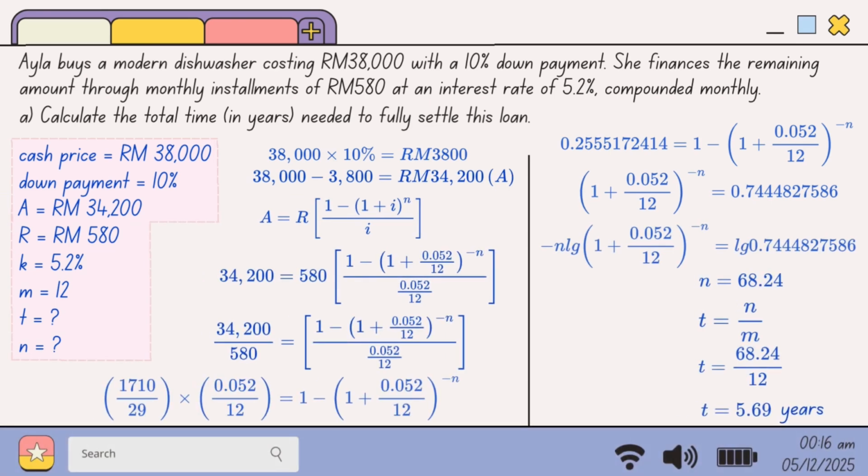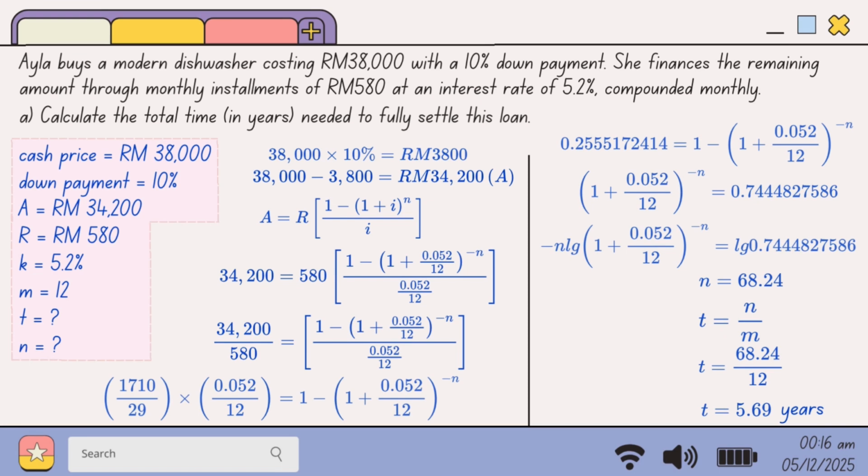Now, let's move to question 5, which is the last question. Let's read the statement and the question given first. Aida buys a modern dishwasher costing her 38,000 ringgit with a 10% down payment. She finances the remaining amount through monthly installments of 180 ringgit at an interest rate of 5.2% compounded monthly. 5A. Calculate the total time in years needed to fully settle this loan.